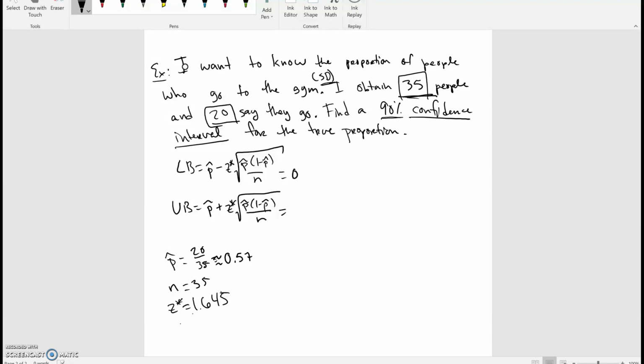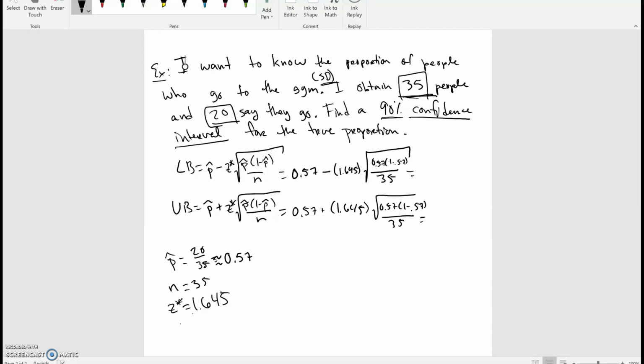So p hat is going to be 0.57 minus 1.645 times the square root of 0.57 times 1 minus 0.57, divided by n, which is in this case 35. And I'm going to do the same thing, exactly the same, but I'm just going to change it to a plus. What I would recommend is go ahead and put this on your calculator, because this is where usually most of the mistakes come in. So I'm going to go ahead and put it in my calculator.